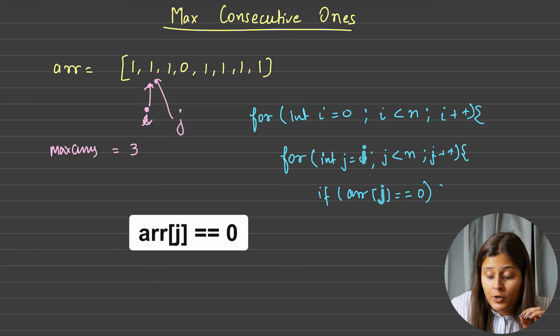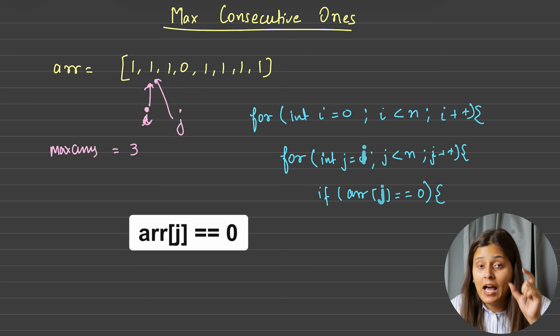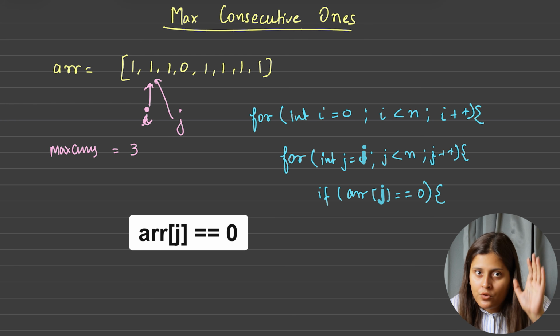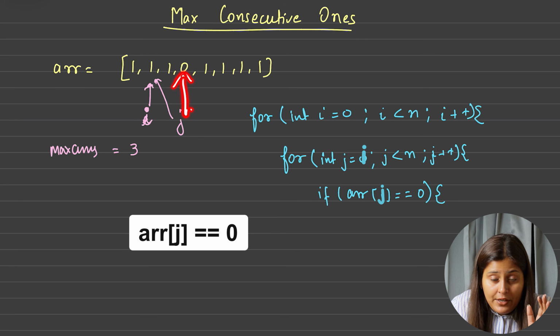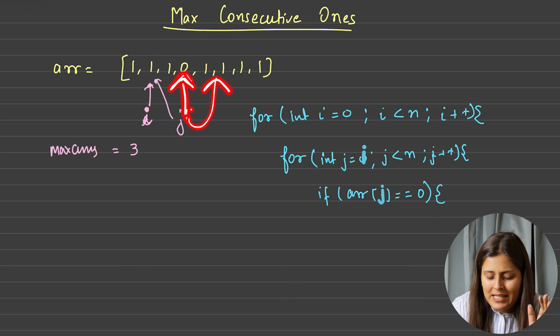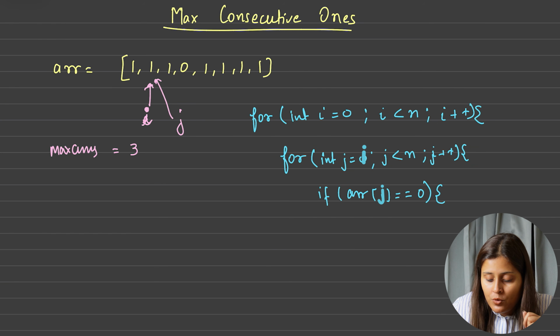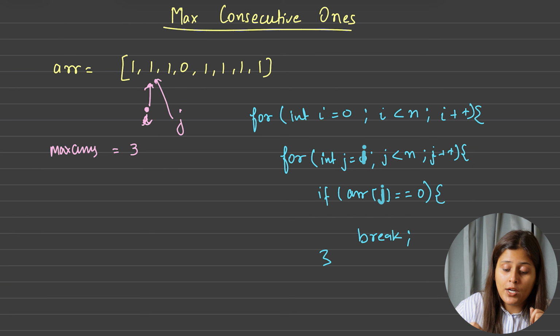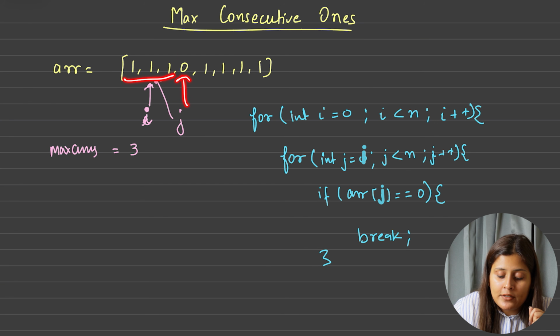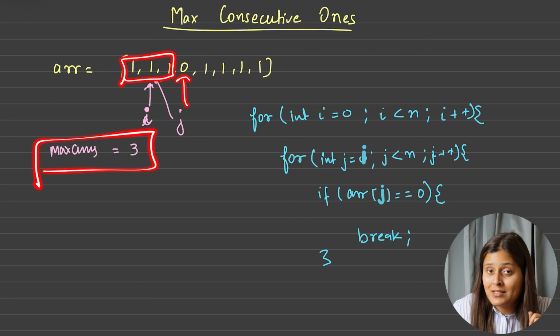If this is the case, what is my task? I want to break that j loop. I don't want my j to move ahead, correct? If j hits 0, I don't want my j to move further. So basically I have to break this second for loop for j, correct? So I will break. But one more thing you have to do before breaking. Before breaking, you have to calculate the length and save it in the maximum answer.